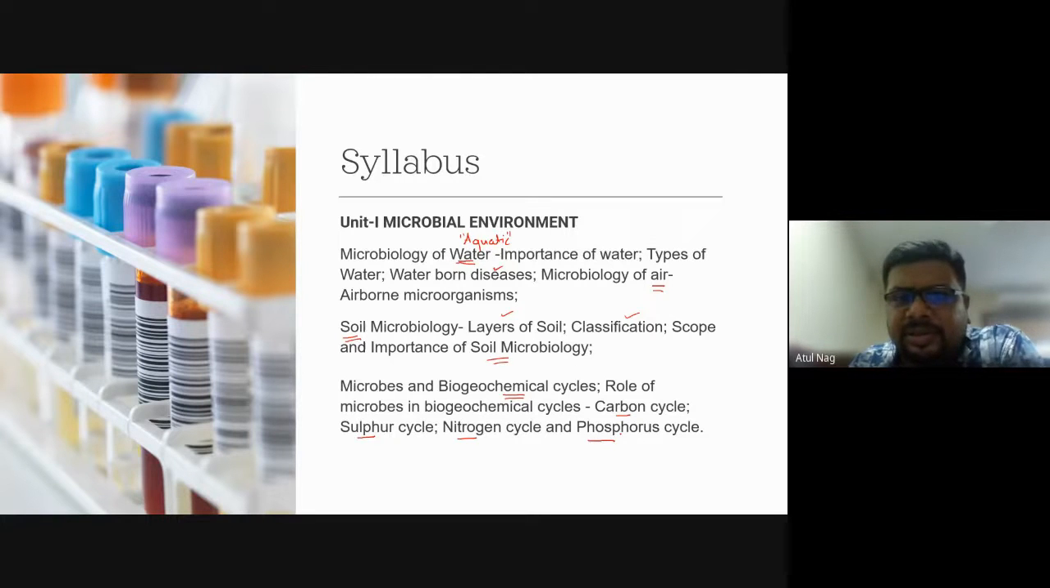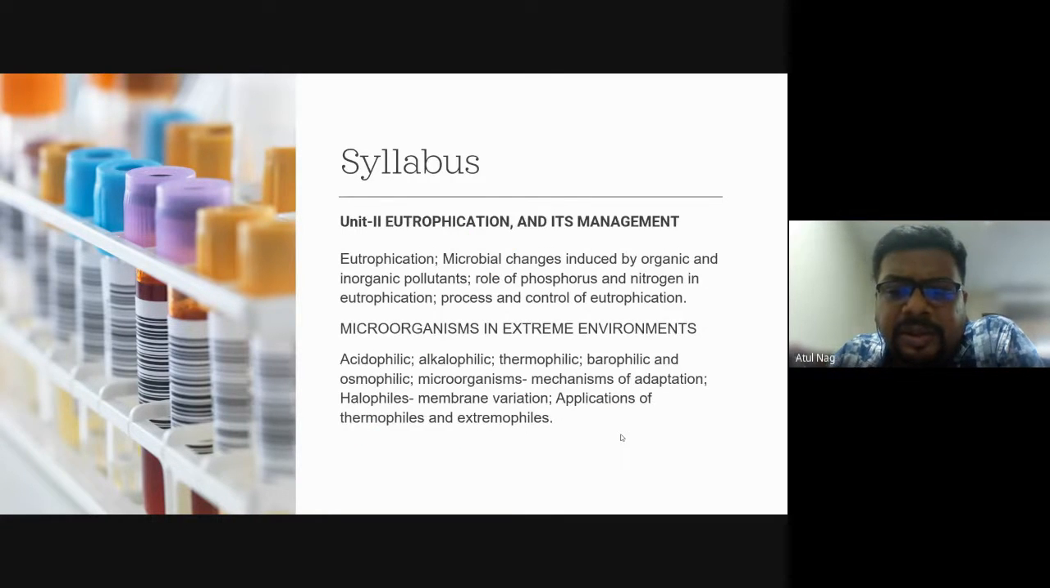And in today's class I will also mention nitrogen and phosphorus. I will not talk about the cycle, but we will talk about nitrogen and phosphorus as important resources. Okay, we will talk about how they are used. So this is part of the first unit, the microbiology portion of environmental biotechnology.